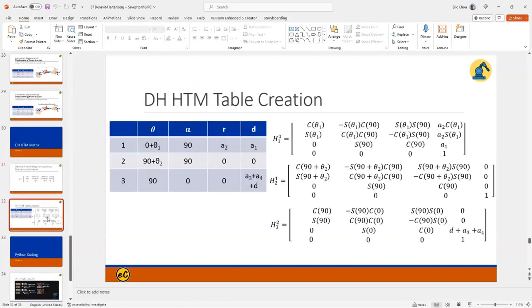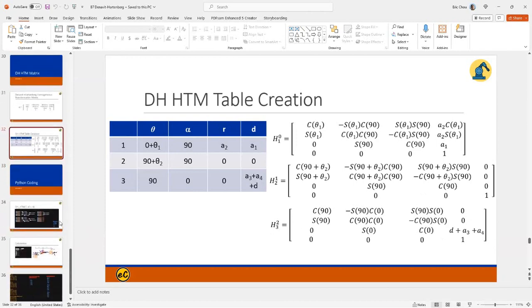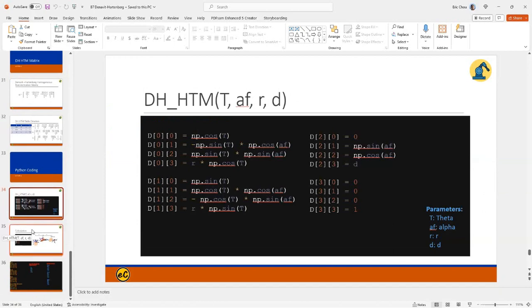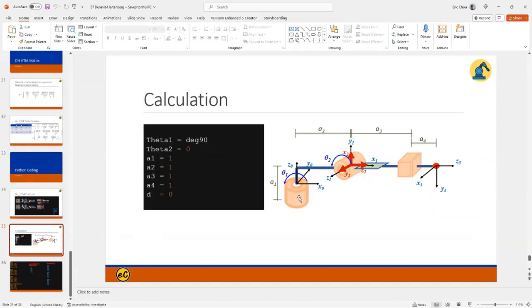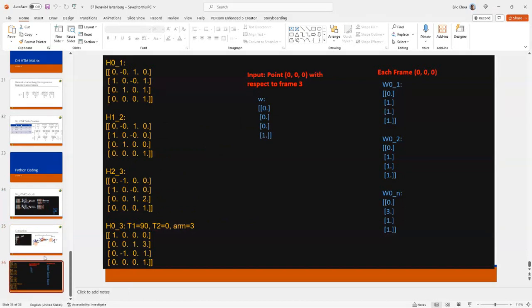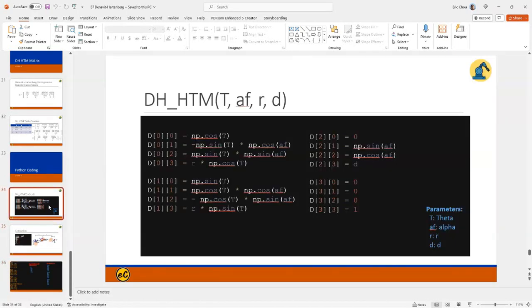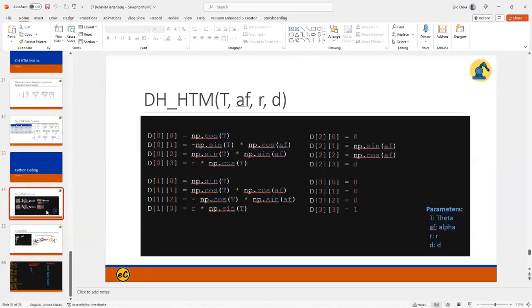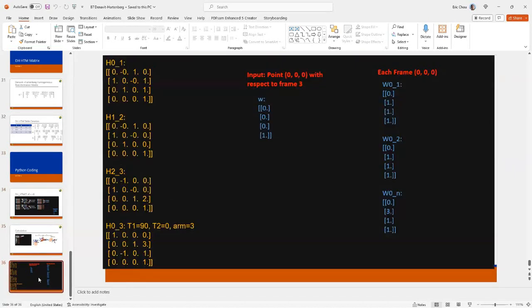And then after you get every table, H0,1, H1,2, H2,3, you get different tables, and then you multiply them together using a big matrix operation. Then that's the program we have. You can download the program to look at it. So basically that's the Denavit-Hartenberg program. Any questions so far?